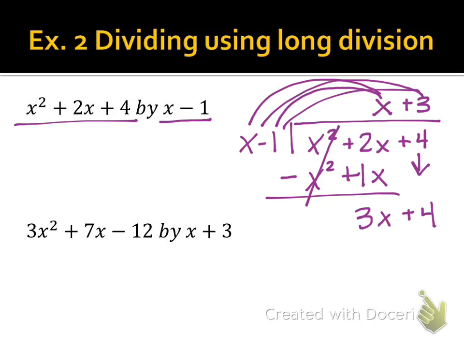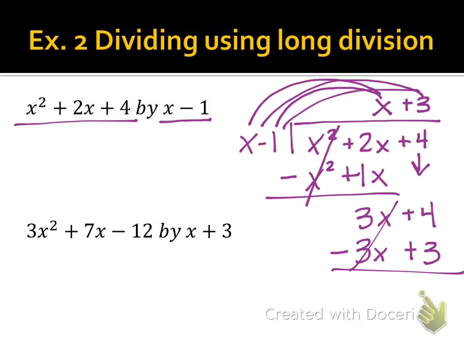3 times x is 3x. 3 times negative 1 is negative 3. Now, what's that one rule that you have to remember? Change your signs. So this becomes a negative 3x. This becomes a positive 3. And what happens to my first terms there? That's the whole point. If they don't cancel out, you've done it wrong.